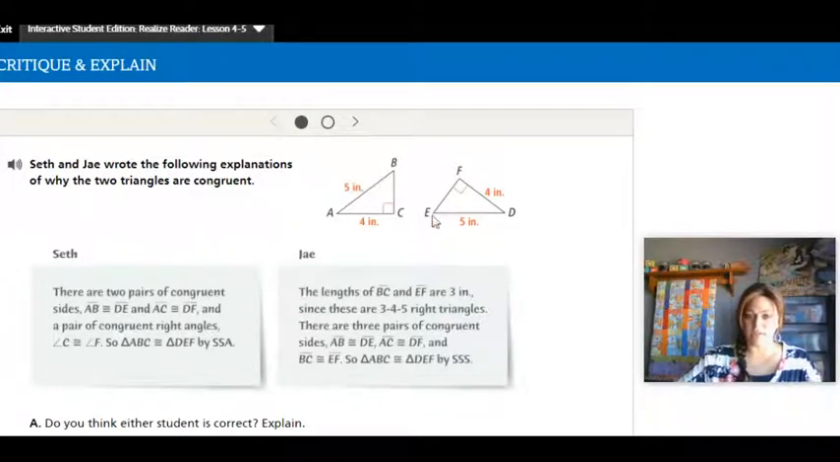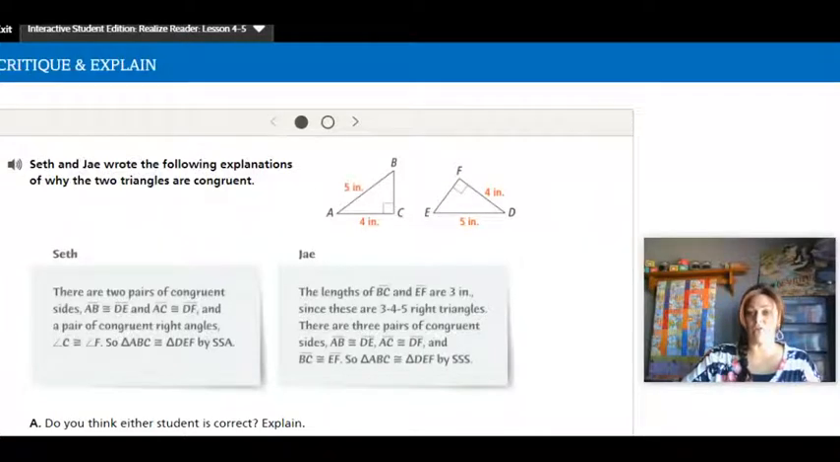So look at these two triangles. This 5 is the hypotenuse. There's a 4 on one of the sides, or the legs, and then there's a right triangle. Seth says there are two pairs of congruent sides, so the 5s and the 4s, and a pair of congruent right angles. Therefore, they should be congruent by side-side-angle.